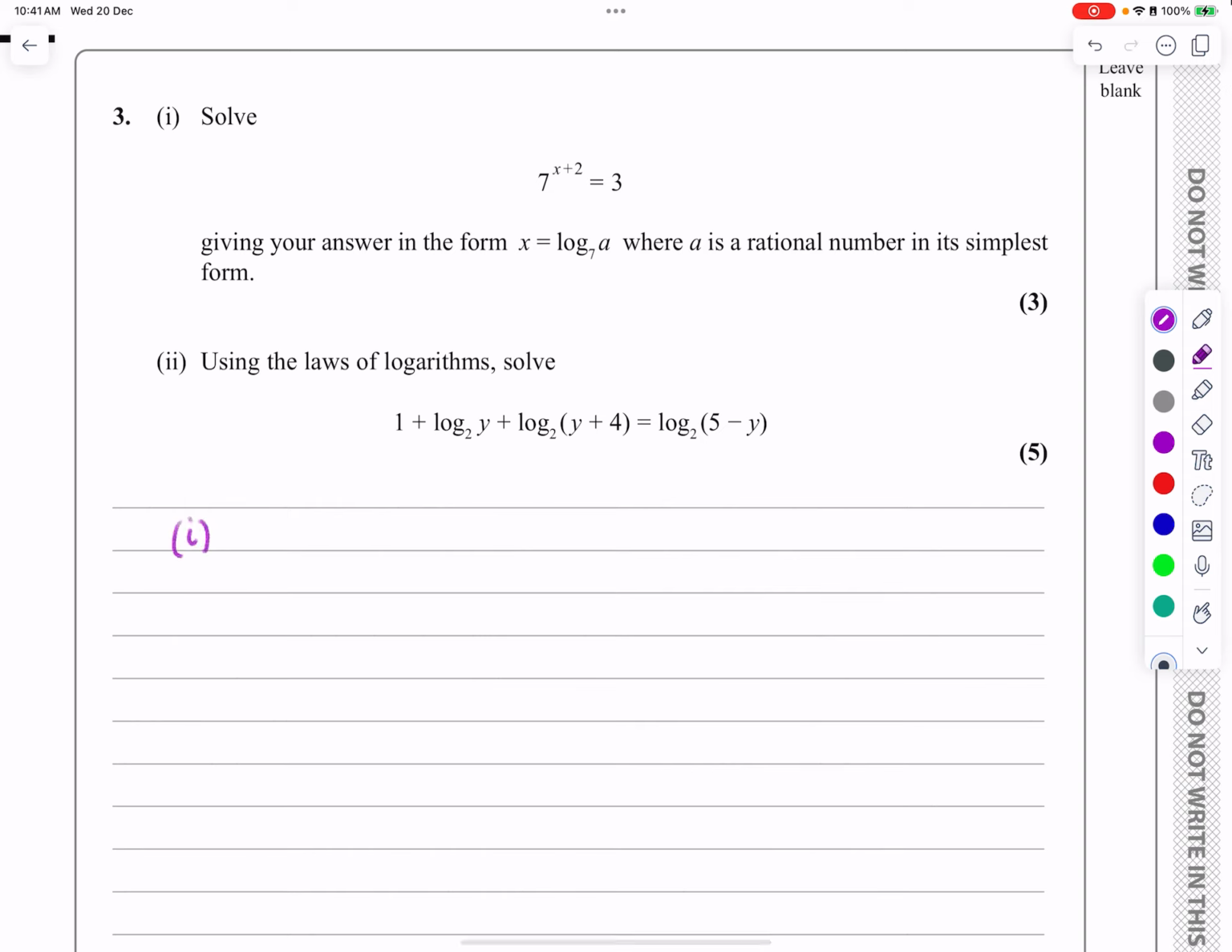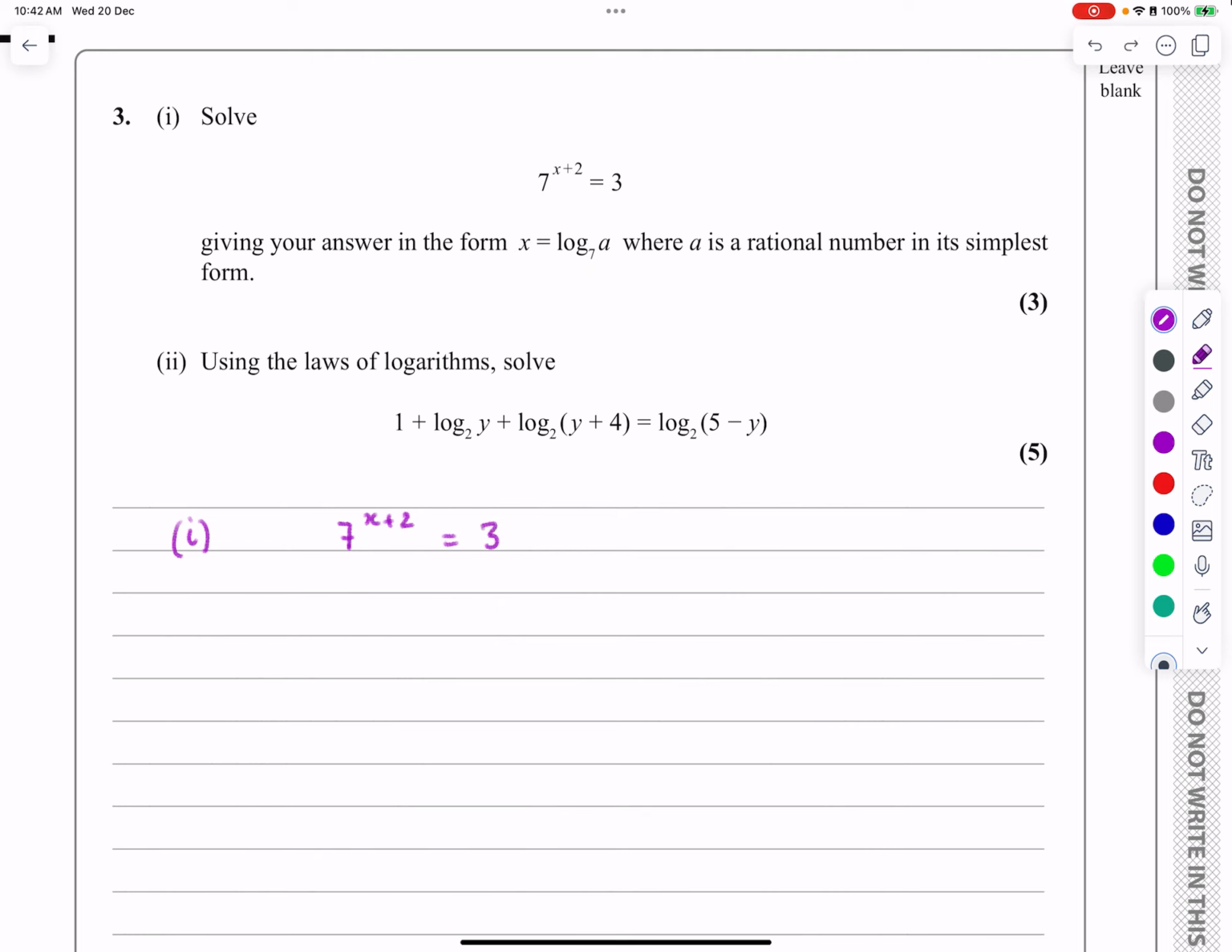Now, there's actually 2 separate ways that we could have approached solving this equation. I'll explain to you why I'm going to use the method that I use. What we could have done would have been to take log of both sides. And then we could have brought the x plus 2 down using the power law, rearranged it all and got x equals. But simply because they want the answer in that format, I'm not going to choose to do that method.